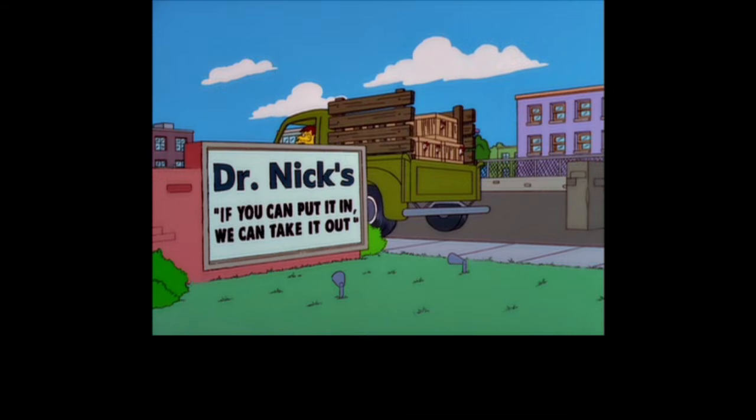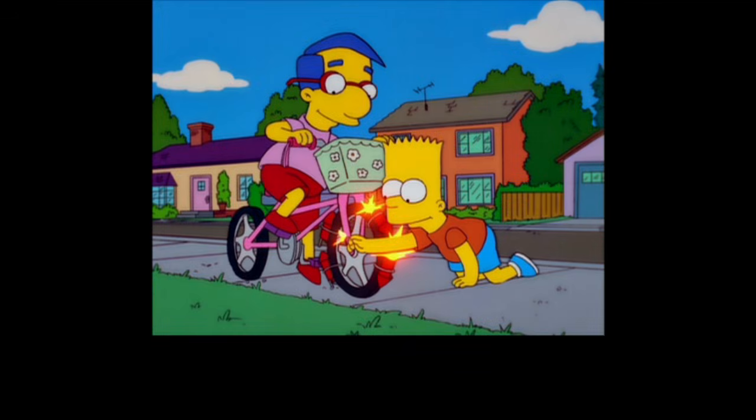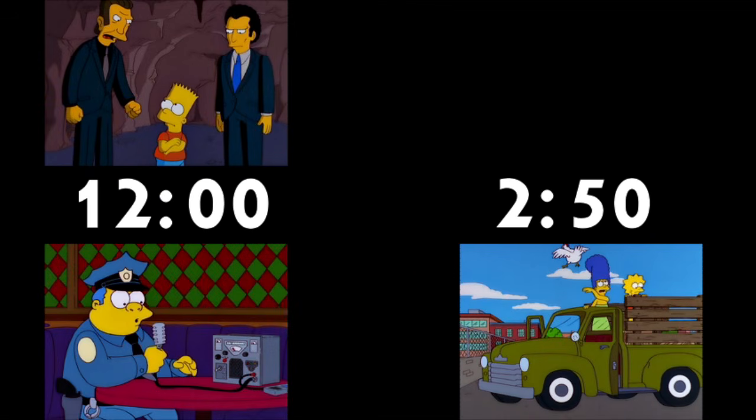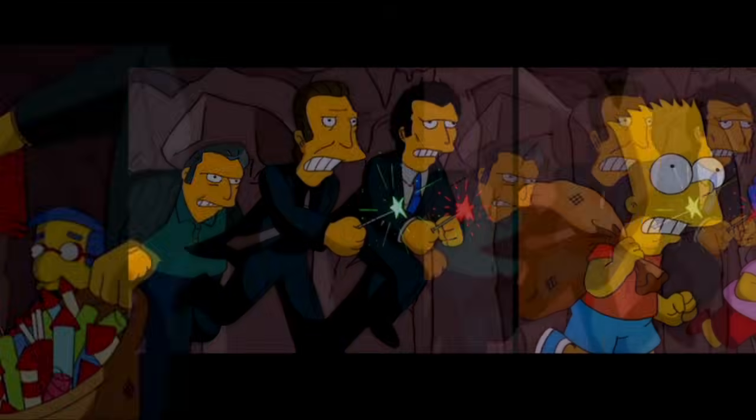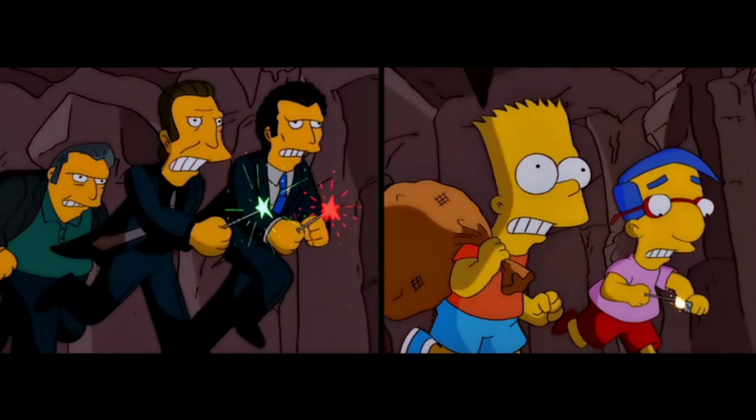Where things get weird is when you factor Bart in here. Chief Wiggum blows Bart's cover around noon, when Lisa is at Moe's. But he doesn't pop out of the manhole until close to 3 p.m., when Lisa and Marge are racing back to the school. So basically, this sequence of Bart and Milhouse running from the Mafia lasts for nearly 3 hours.